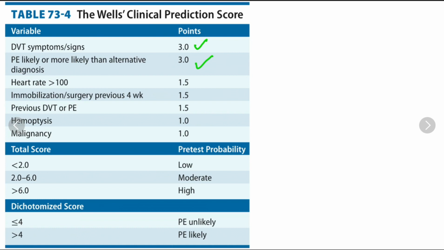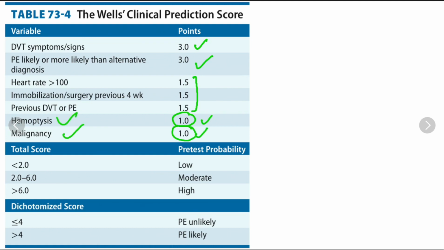Then come the items which carry 1.5 points. If heart rate is more than 100, or if there is a history of immobilization or surgery within the previous 4 weeks, then we give 1.5 points. And if there is a history of previous DVT or pulmonary embolism, then also we give 1.5 points. Then come hemoptysis and malignancy. We give only 1 point if the patient has a history of hemoptysis or malignancy. So yes, very, very important.